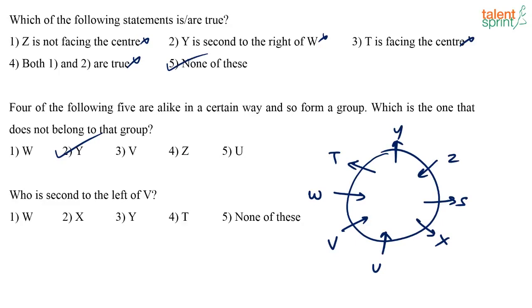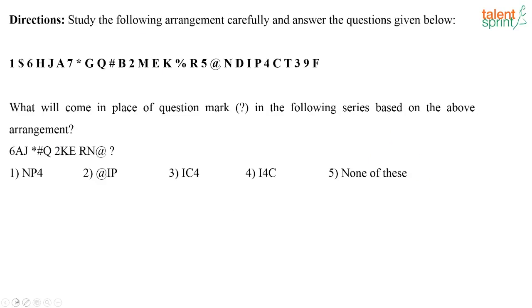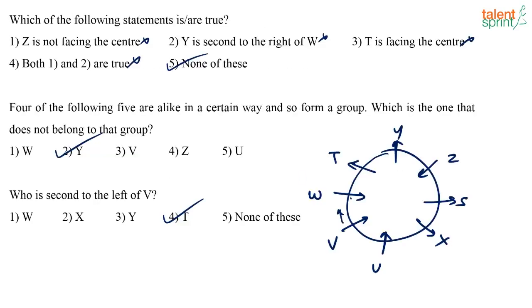Third one, who is second to the left of V? So this is going to be the left of V. 1, 2, second to the left of V. Who is that? T. T is second to the left of V. Option 4.